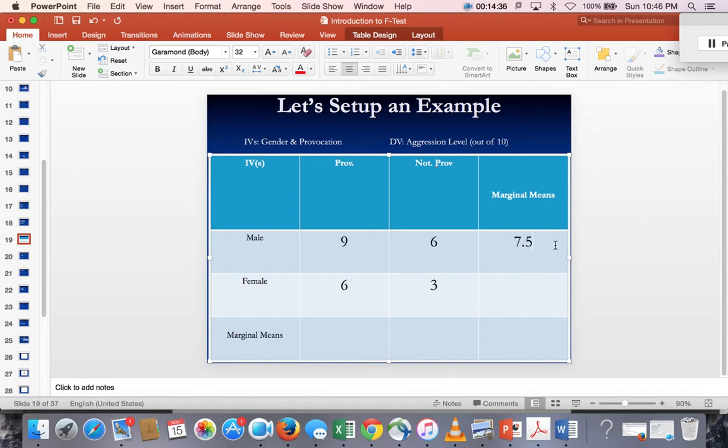So in other words, this is males' aggression level as a whole. It doesn't matter if they're provoked or not provoked. Now you're probably asking yourself, well, but technically they were provoked and they weren't provoked. Yes, but those two numbers essentially cancel out the idea that they were provoked and not provoked, because each one of them is bringing in their own manipulation and their own control, so thus they're carrying their own weight.